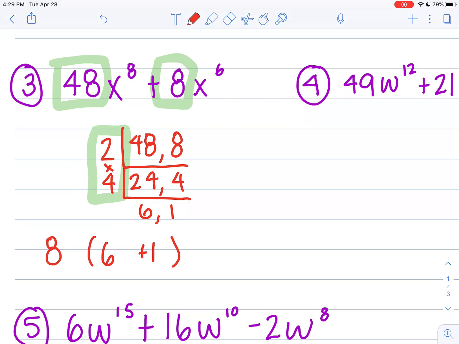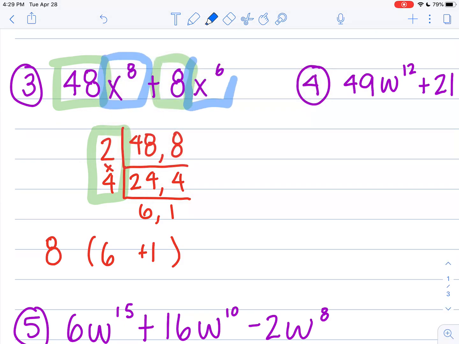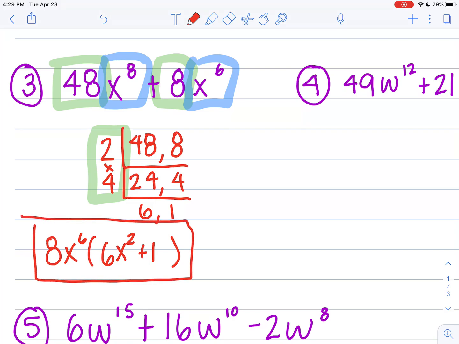Okay, now which one's smaller, x to the 8th or x to the 6th? X to the 6th is smaller, right? So we're going to take out the x to the 6th. And then we have 2 left over here, and we have none left on this side. And then that's your final answer.